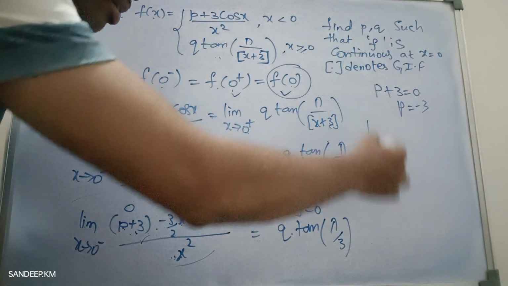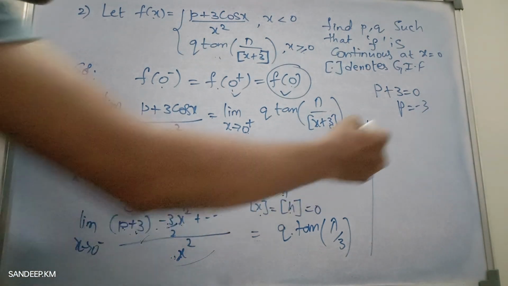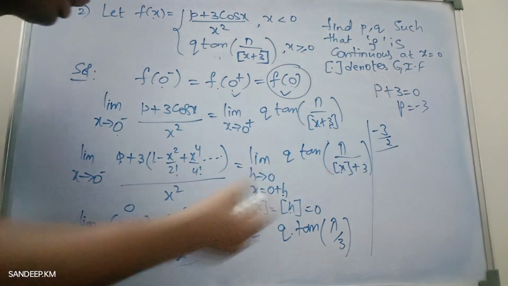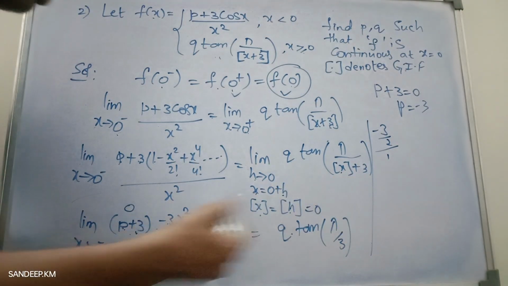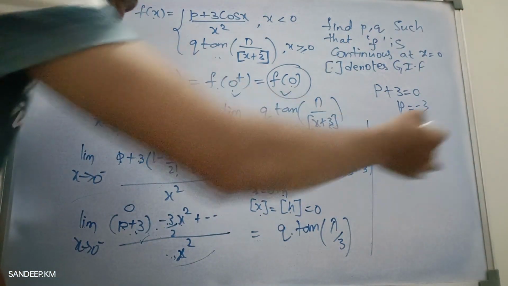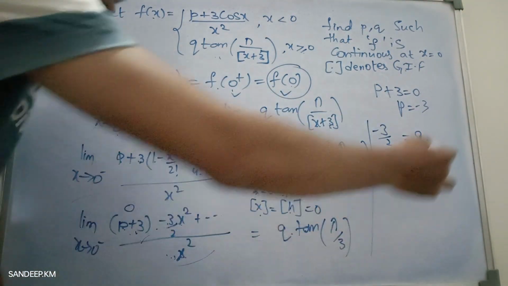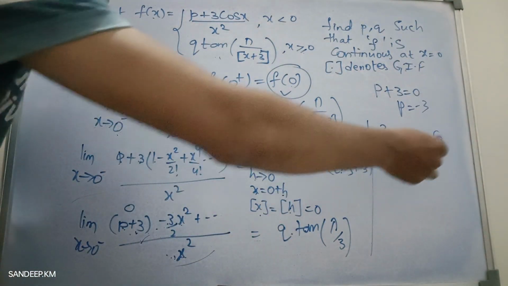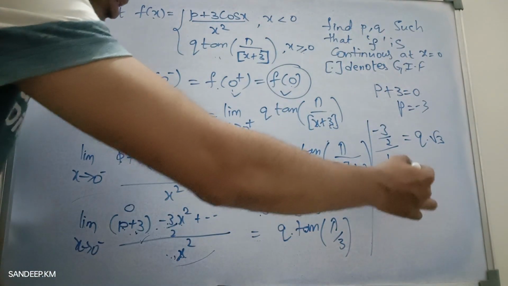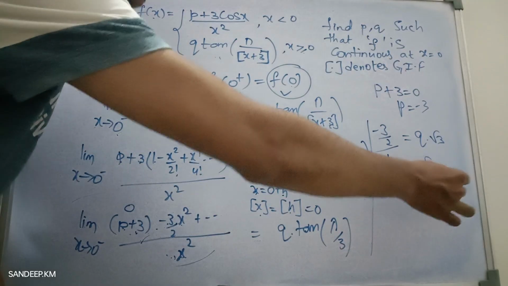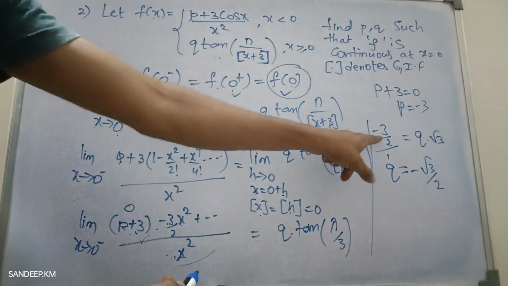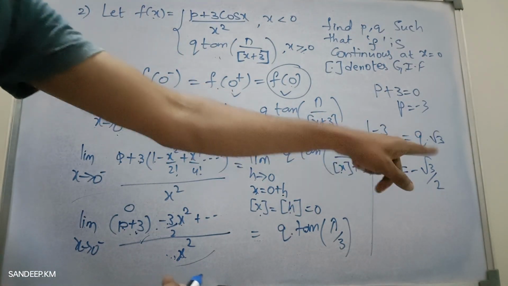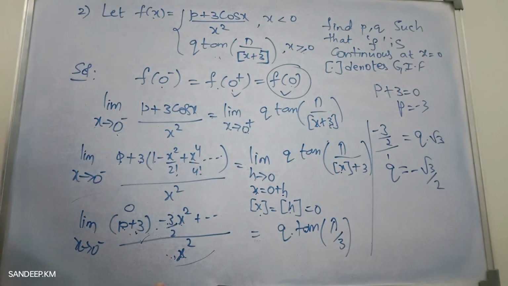And the value of this limit is x square coefficient divided by x square coefficient. So what we will get? LHS: x square coefficient minus 3 by 2 divided by x square coefficient, 1 by 1, is equal to q into tan 60 degrees, which is root 3. You got it? Then you can cancel out root 3 and root 3 here. You will get q is equal to minus root 3 by 2, because 3 is root 3 whole square. We can cancel root 3 on both sides. You will get q is equal to minus root 3 by 2.